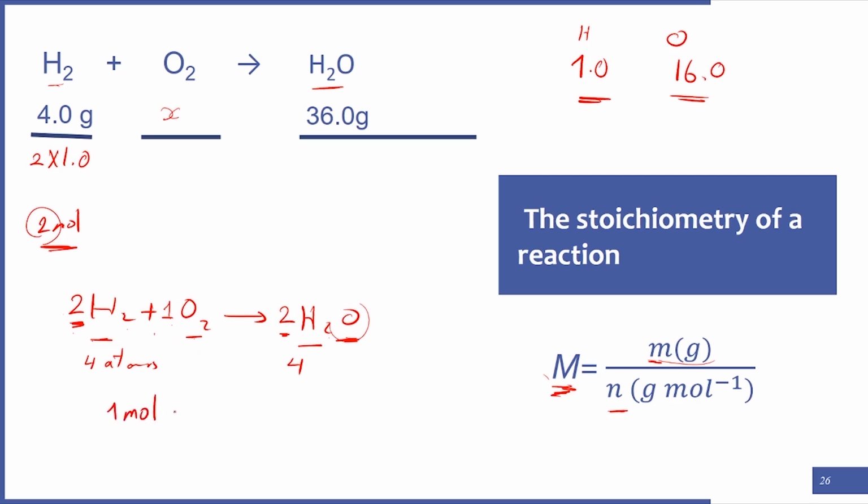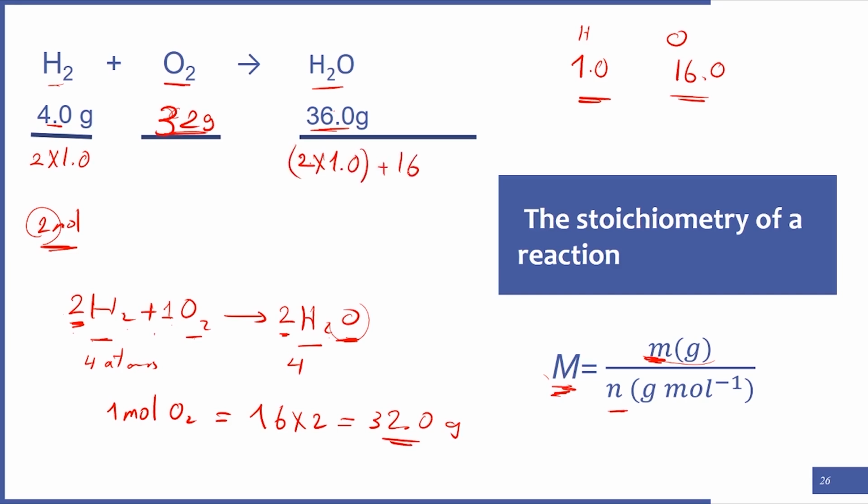1 mole of oxygen gas, O2, is equal to 16 by 2, equal to 32 grams. By that, we were able to deduce that for every 4 grams of hydrogen, we need 32 grams of oxygen gas to react. If we look at the product side, we know that 36 grams of water were produced. Therefore, the number of moles is equal to 36 grams of water divided by the molar mass of water, 2 hydrogens multiplied by 1 relative mass plus 16 relative mass of oxygen, equal to 2 moles.